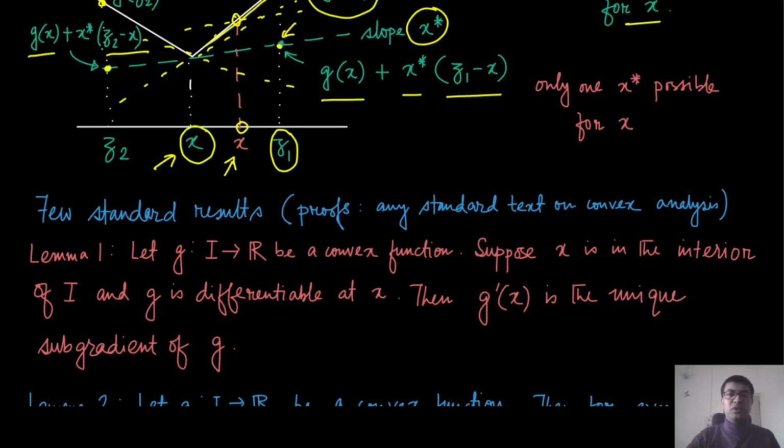So that is one of these lemmas. This is also coming from the convex analysis text. We will not prove it. If the function is convex and x is in the interior of I, which is a technical requirement, since it has to be in the interior and not at the boundaries, and if g is differentiable at x, then g prime x is the unique subgradient of g. So the derivative will be the unique subgradient.